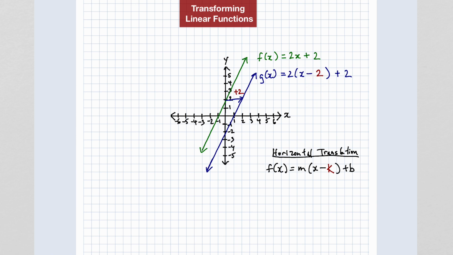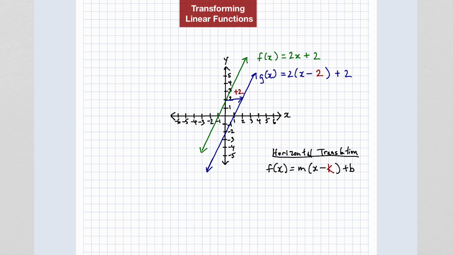Another way to look at it is if the translation is to the right, meaning it's a positive translation, then the symbol in here would be a negative. On the other hand, if the translation was to the left, meaning a negative translation, then there would be a plus sign inside here. So the signs would be the opposite of the actual movement. So a plus translation will give you a negative sign, a negative movement will give you a positive sign.